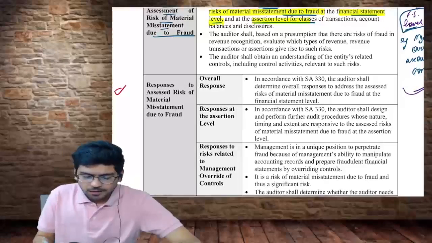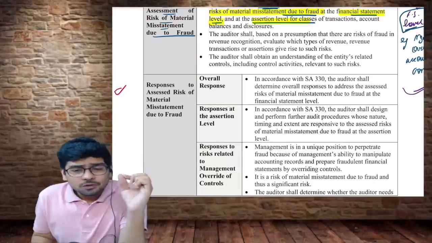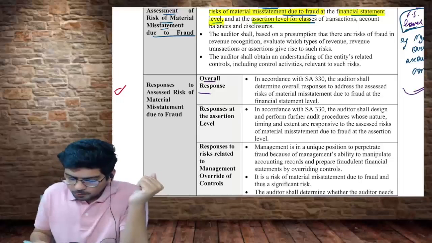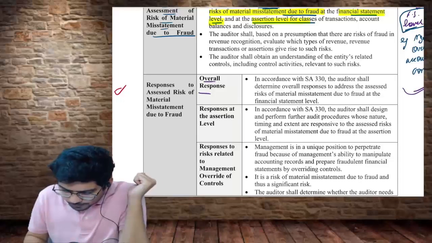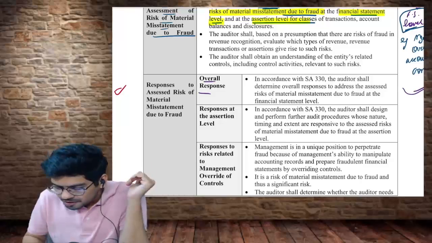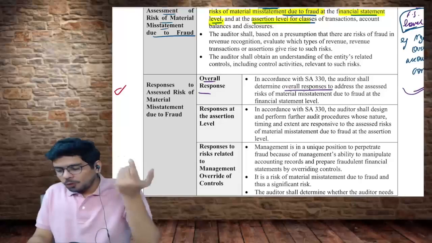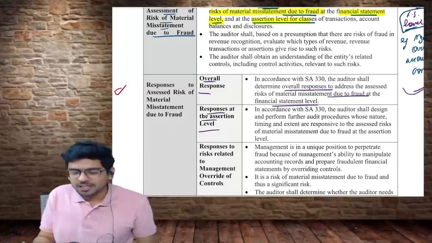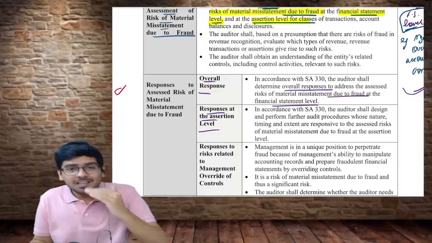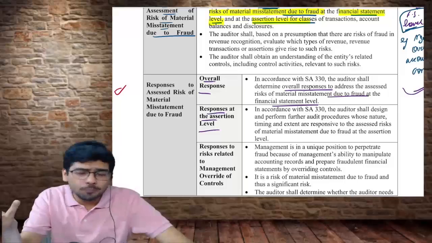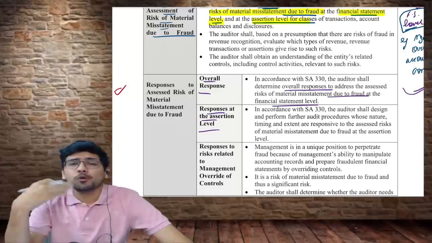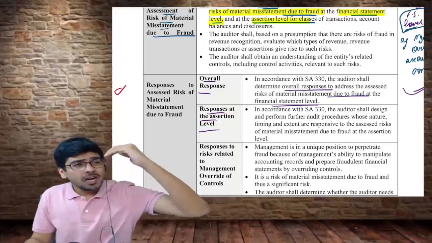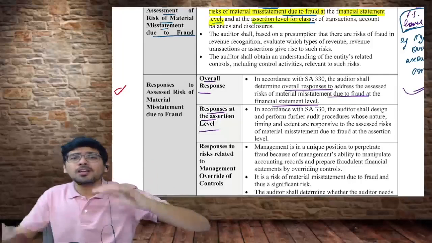So how am I going to respond? For the ROMMs that prevails at the financial statement level, I am going to develop an overall response. It says, in accordance with 330, the auditor shall determine overall responses to address assessed risk of material misstatement at the financial statement level, and then response at the assertion level. For ROMMs at the assertion level, we are going to draw procedures. We are going to apply procedures for that assertion.